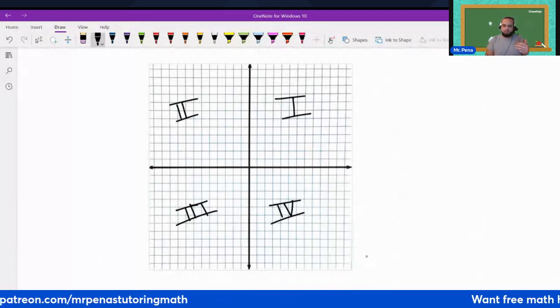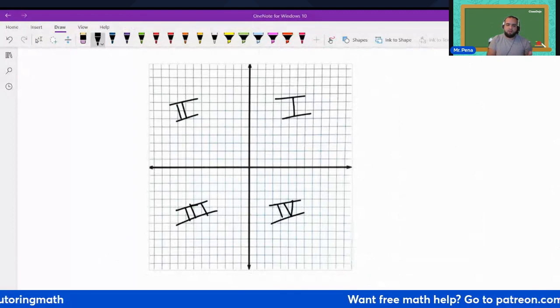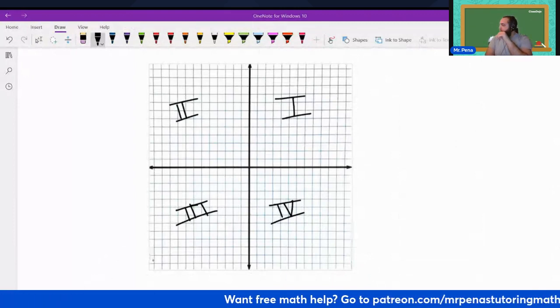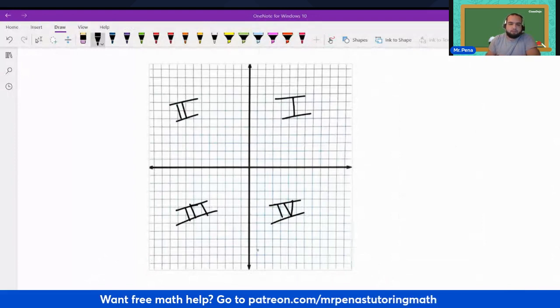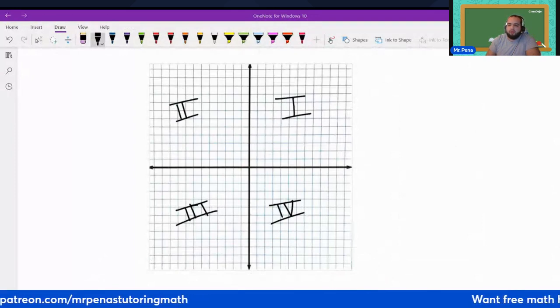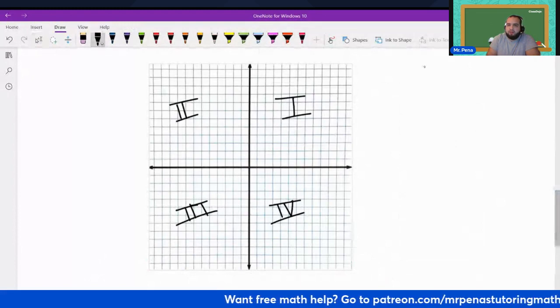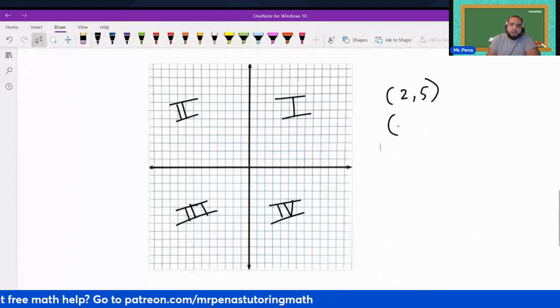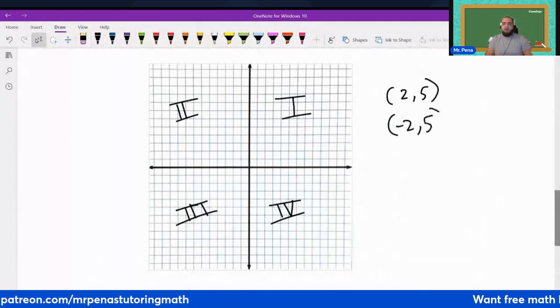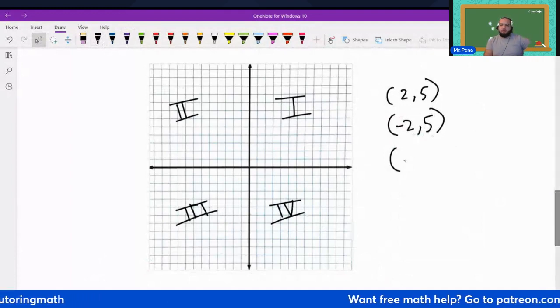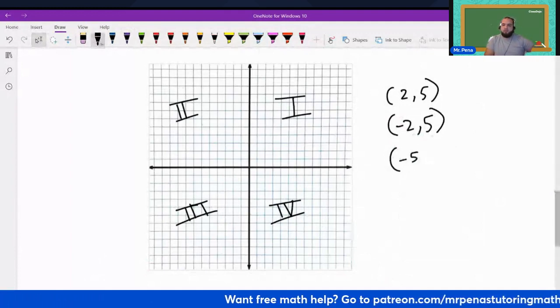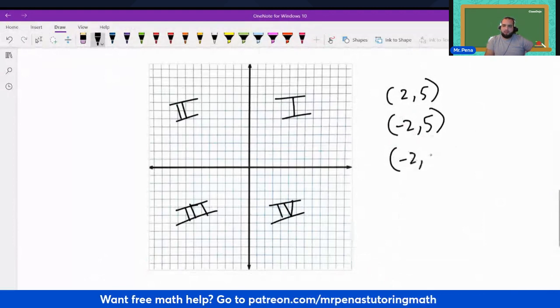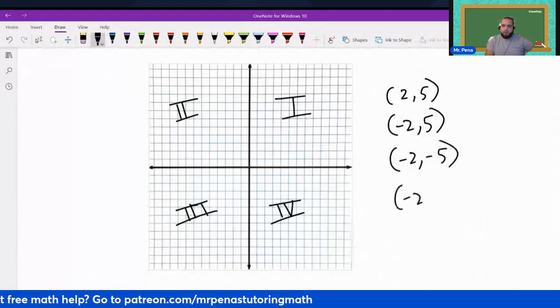Now, what type of numbers do we get on the quadrants? Well, we're going to have 4 different coordinates. The first pair of coordinates is going to be 2 and 5. And then negative 2 and 5. And then we're going to have negative 2 and negative 5. And then we're going to have negative 2 and positive 5.